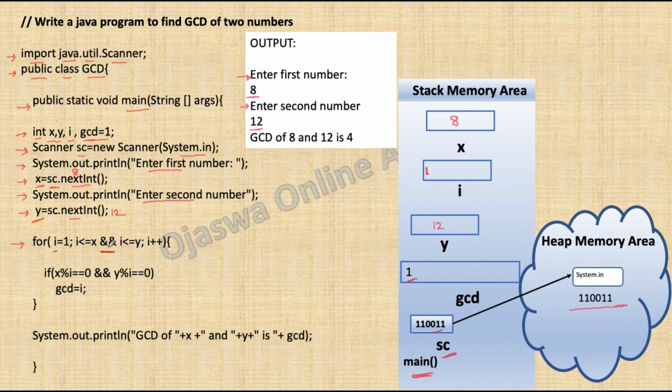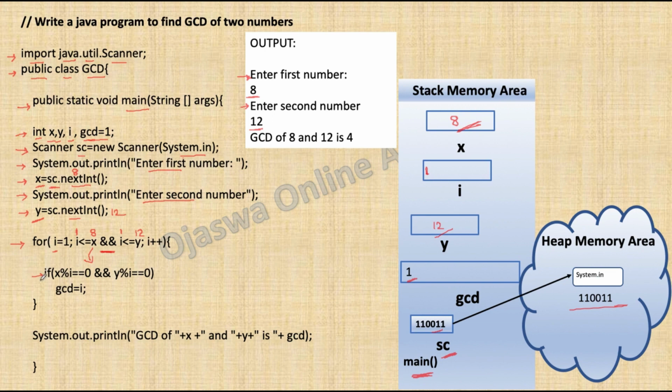So let us solve this. The loop starts iterating. i is equal to 1. Value of i is 1, less than or equal to the value of x, that is 8. And the value of i is 1, less than or equal to the value of y, that is 12. So 1 is less than 8 and 1 is less than 12. This condition is true. Hence control of the program will go inside the loop.